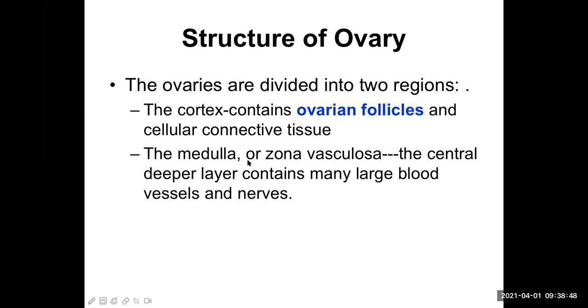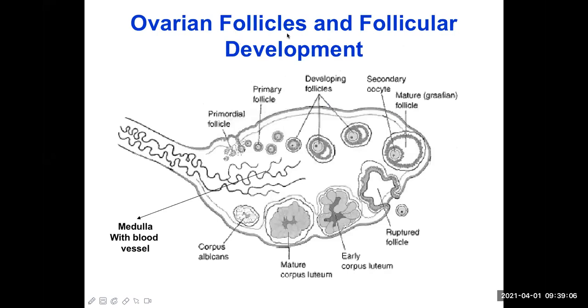Now, the medulla, also known as zona vasculosa, has many blood vessels and nerves. It doesn't have ovarian follicles present in it. So follicles are only present in the cortex. So the cortex is the outer part, and the medulla is the inner one. Now see there.